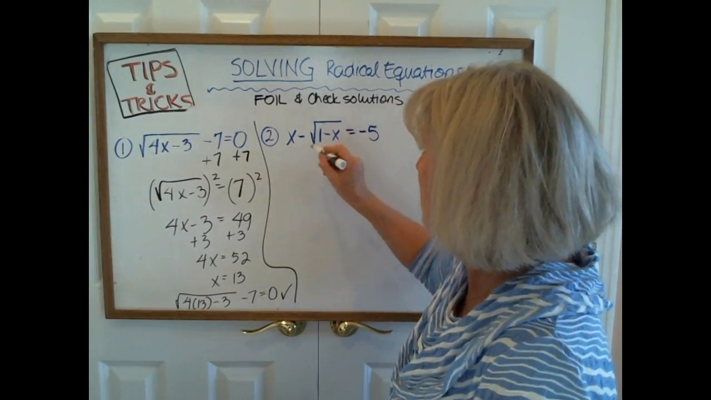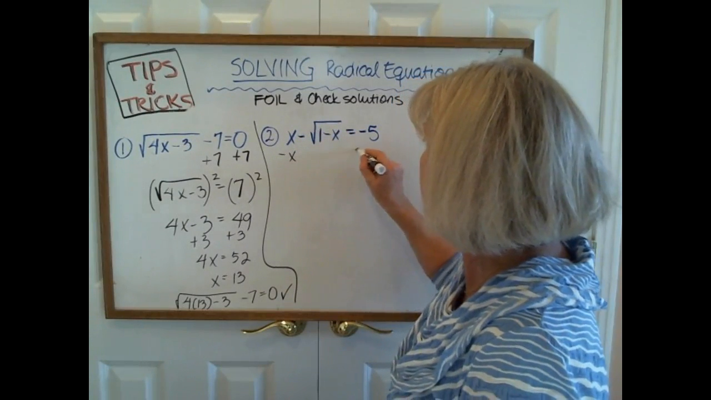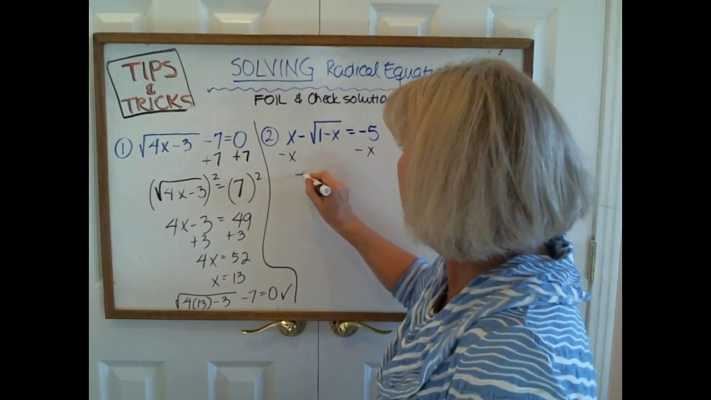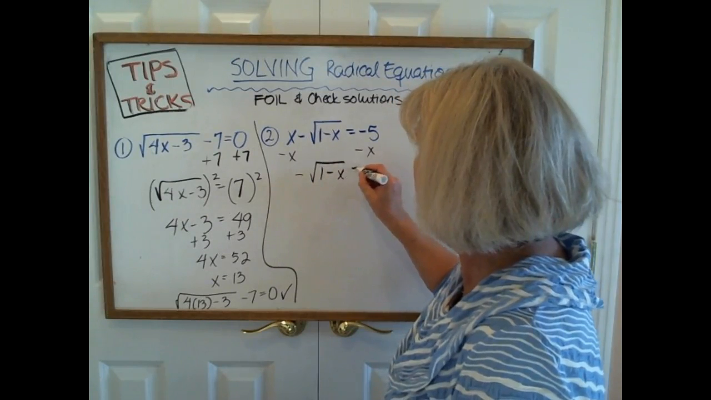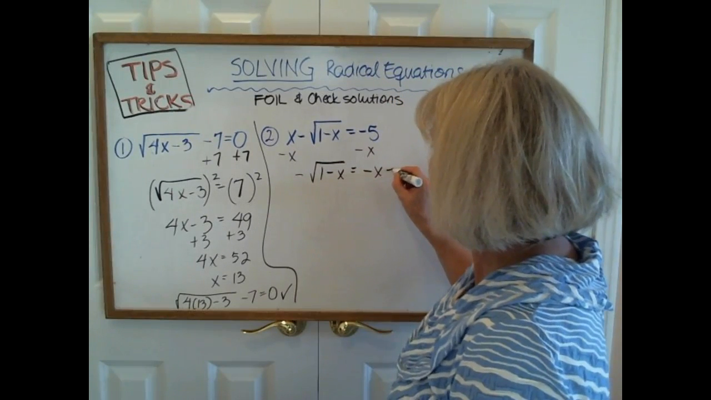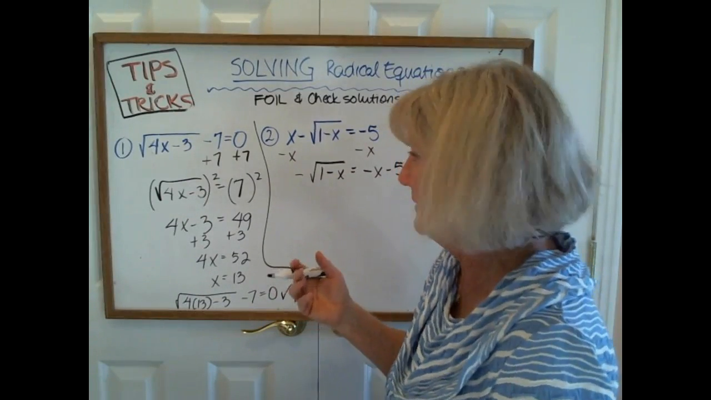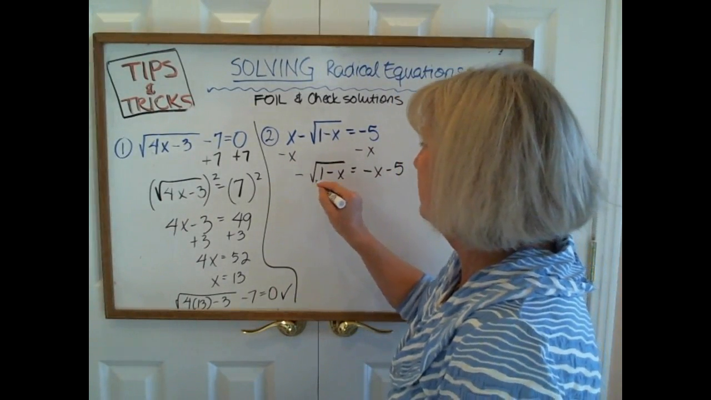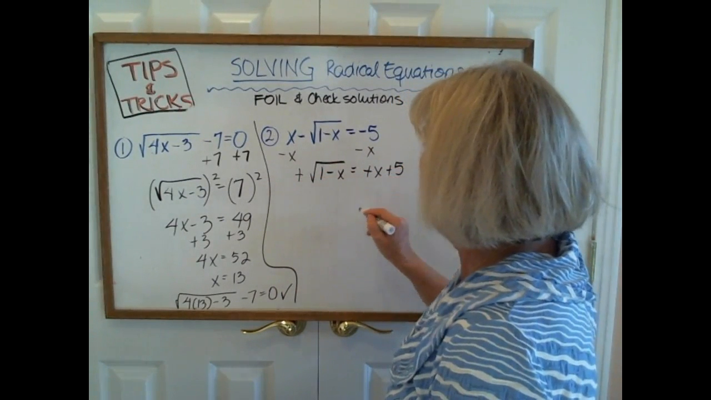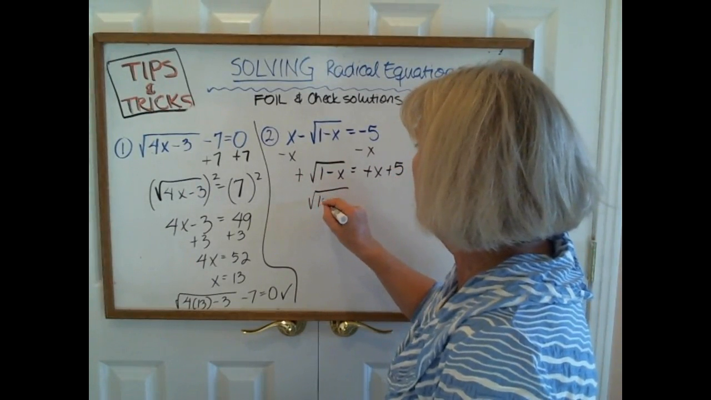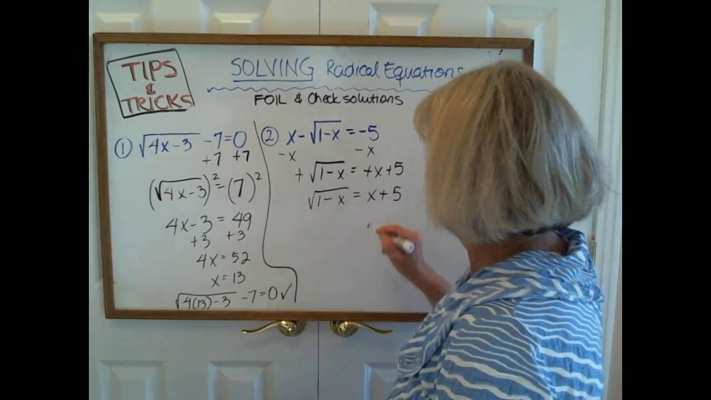So again, we need to isolate this square root. So we're going to subtract x from both sides. So we're going to have negative, because the negative sticks with it, square root of 1 minus x equals negative x minus 5. And there's too many negatives for my taste here. So I'm going to basically divide everything by negative 1, so that makes this positive, that positive, and that positive. So we're just going to have the square root of 1 minus x equals x plus 5.